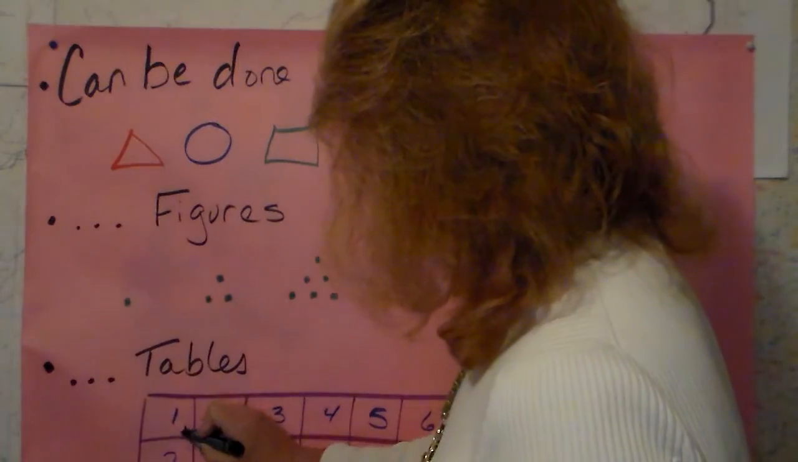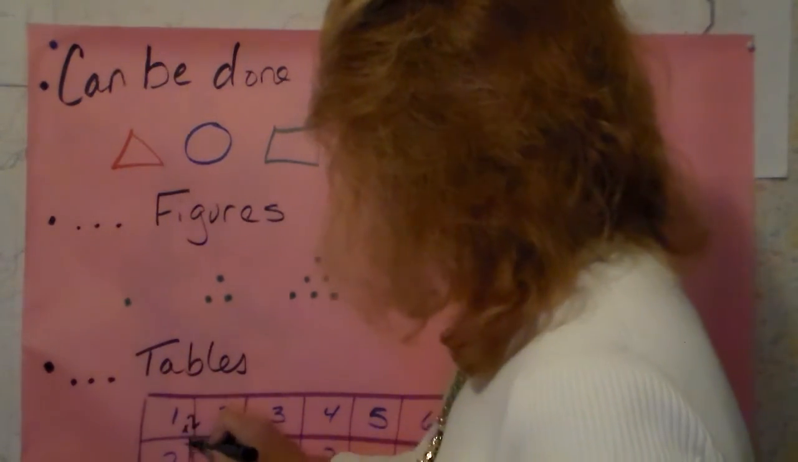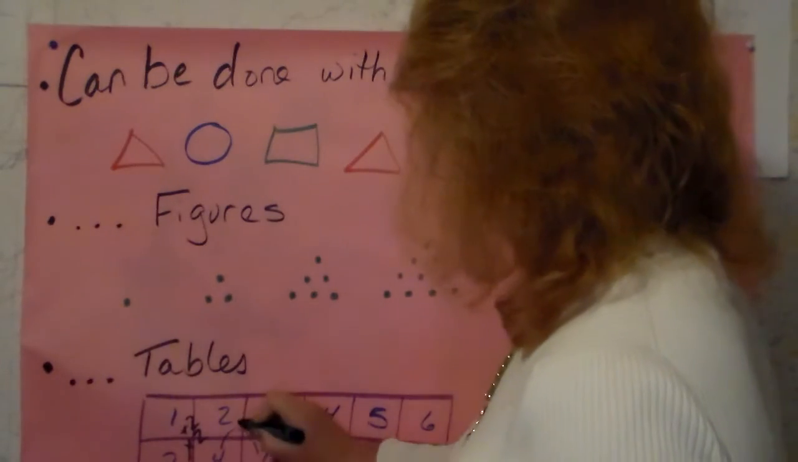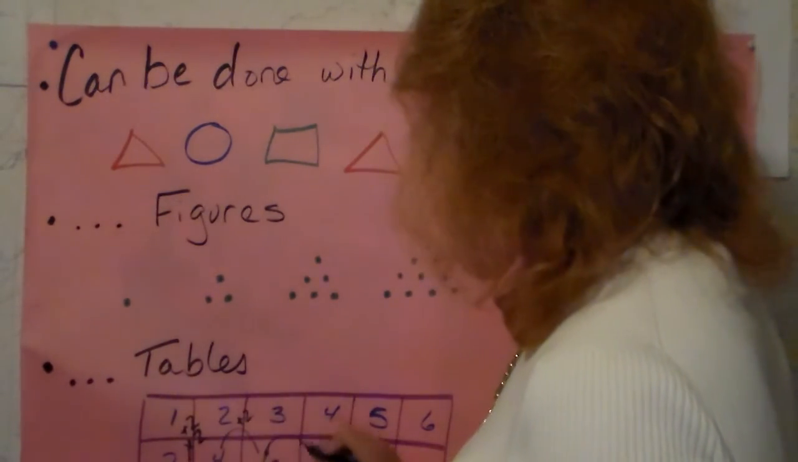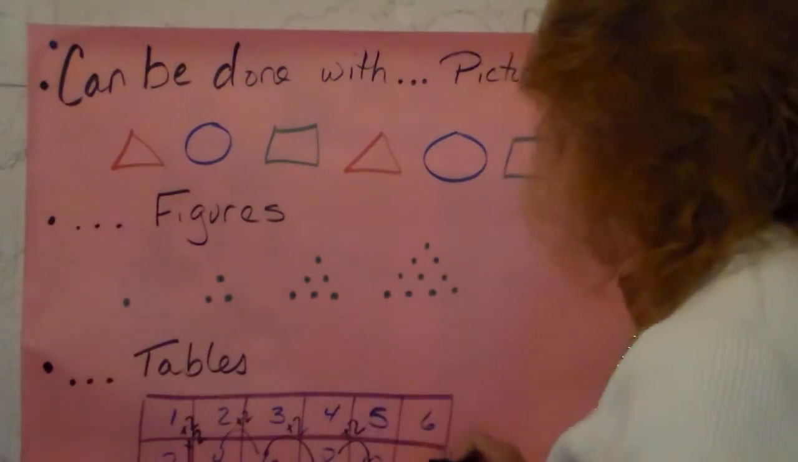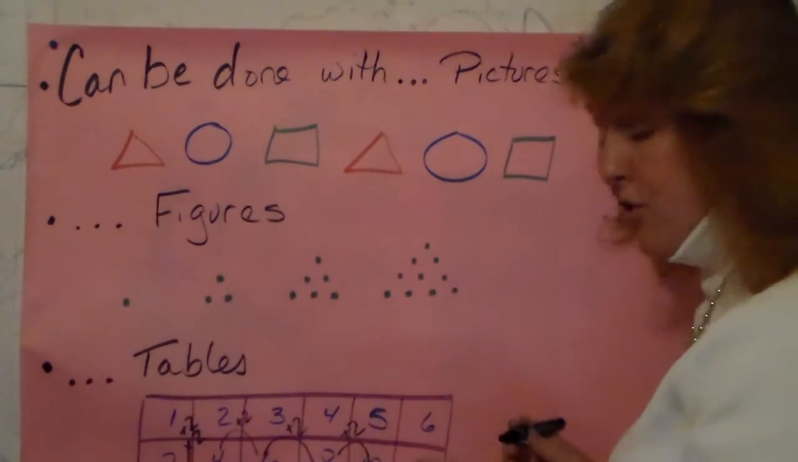From 2 to 4, I add 2. I also times by 2. What do I do to get from 4 to 6? I add 2. From 6 to 8, I add 2. From 8 to 10, I add 2. So you now know what you're going to do to your next one.